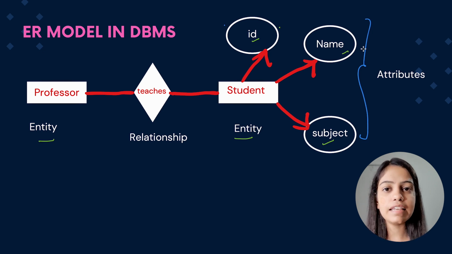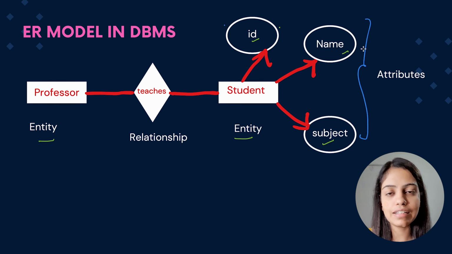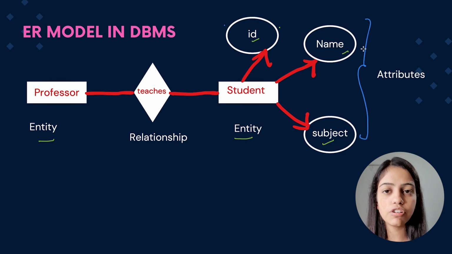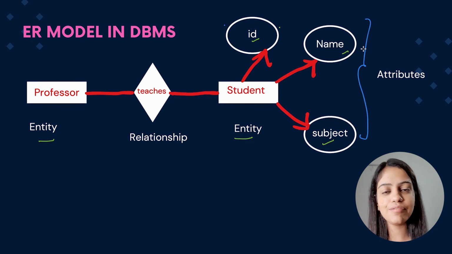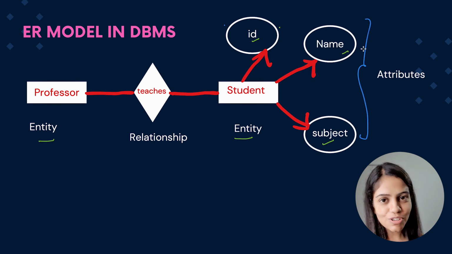Now entity and relationship have some subtypes, and attributes also have some subtypes. About all those types, we would be having a look in the next video. Basically it is providing a visual diagram to us which would help us to implement the database very easily and very effectively. So this was all about this video.